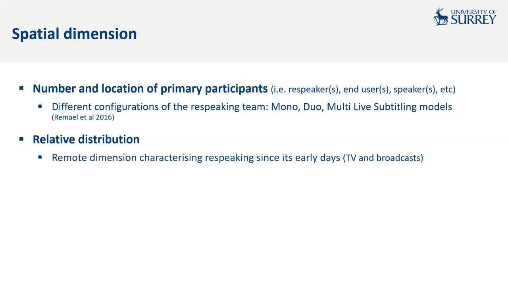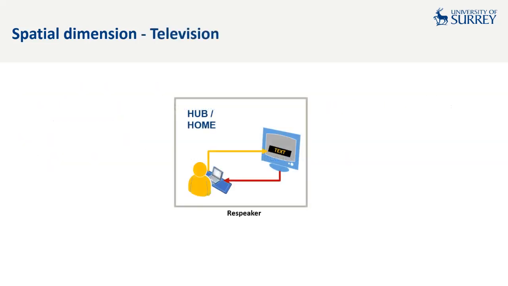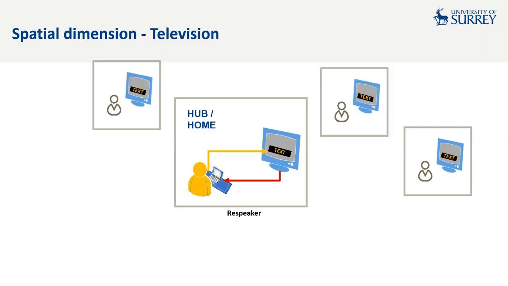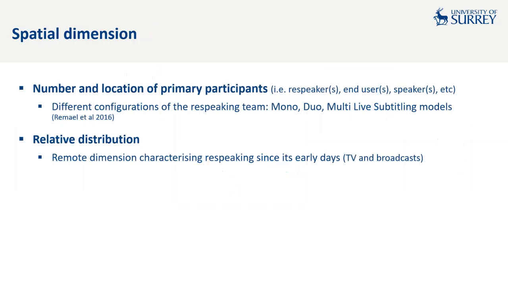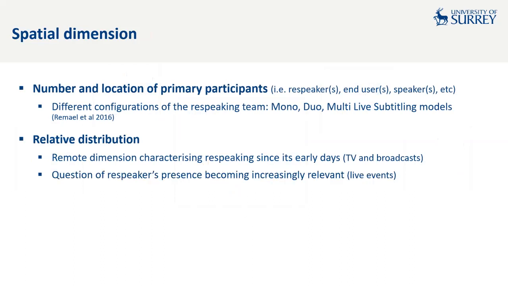And differently from other practices such as interpreting, a remote dimension has characterized respeaking since its early days, when it was mostly provided for television and broadcast settings. For instance, with respeakers working from a hub, be it an office or TV studio, or from home, addressing a distributed audience that may watch the respoken content from virtually anywhere and across a range of devices. As interlingual respeaking becomes more and more common in live events, alongside working in pairs, the question of a respeaker's presence is one which is worthy of further exploration.